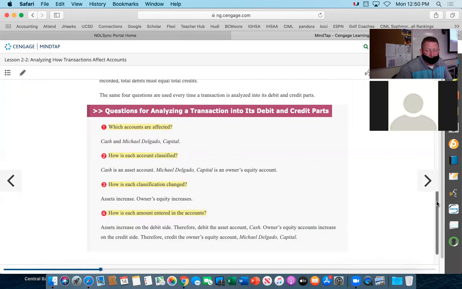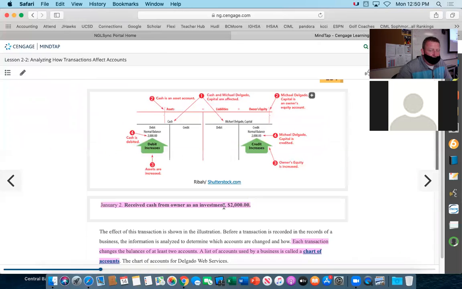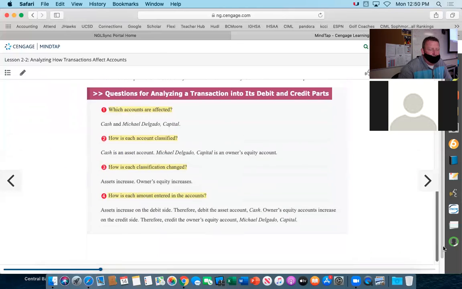It analyzes that transaction, receive cash from owner's investment. So they ask questions. Which accounts are affected? Cash and capital. How is each account classified? Cash is an asset. Capital, Michael Delgado Capital, is owner's equity. How is each classification changed? If an asset is added, cash is increased. Assets are increased. We increase capital. Owner's equity is increased. How do you do that?